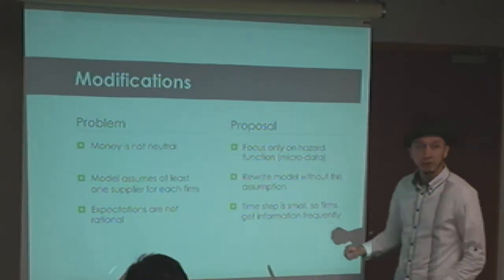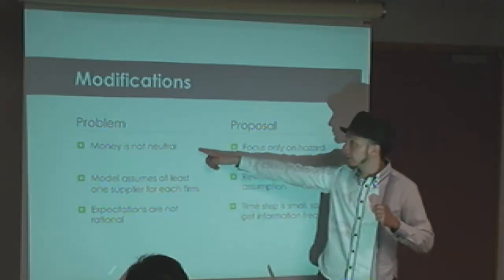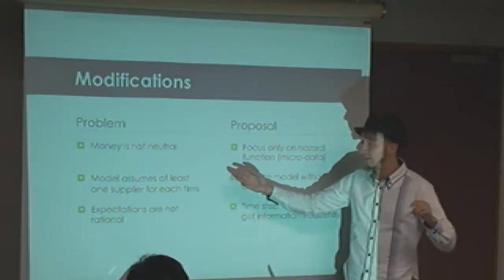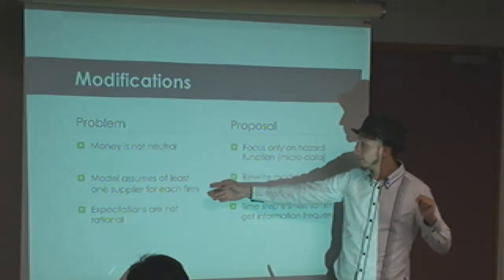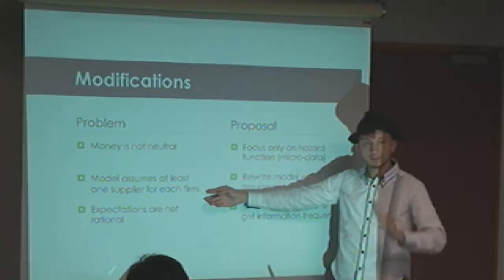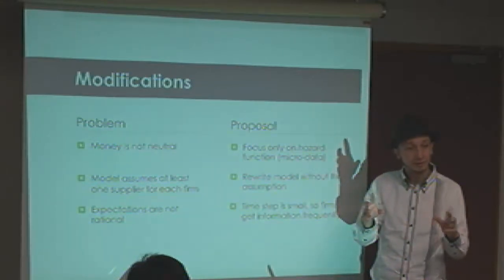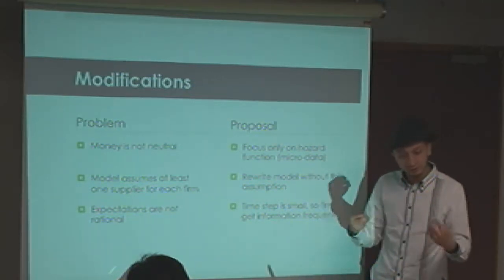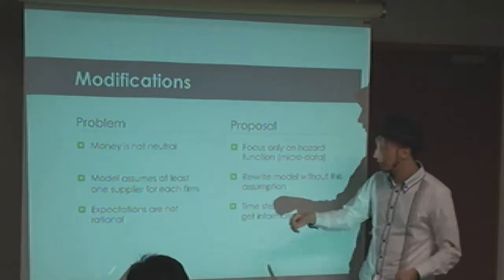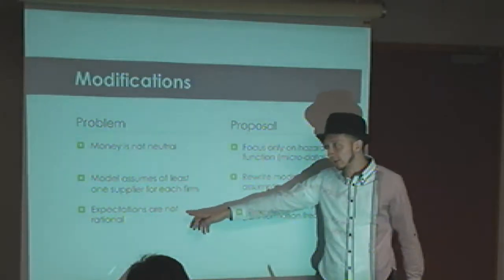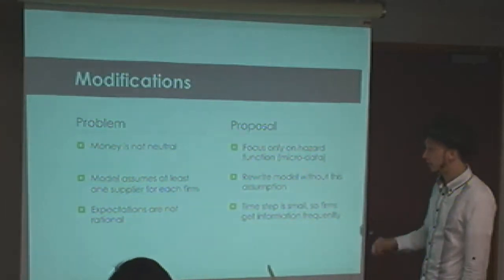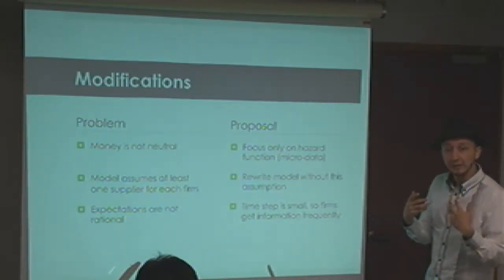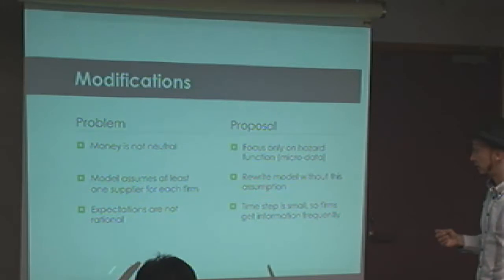Basically, I had 3 problems from the last time I did a report. The first problem was that money in theory is assumed to be neutral, but in my model it wasn't. Additionally, I made a very strong assumption that each firm had at least another firm as a supplier, and that's not true. Some firms just extract raw materials. Another problem is that most models assume that expectations are rational, and my model doesn't. So that's sort of controversial.